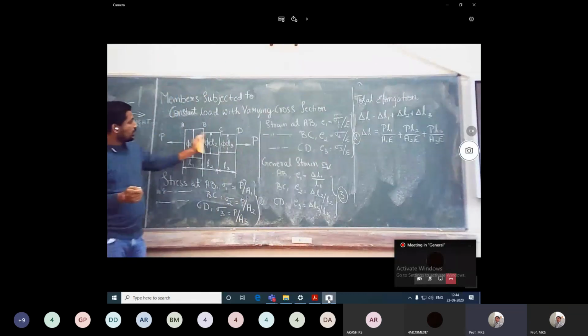If it is same material, E remains constant. If at different cross section the material is different, Young's modulus will change. In some problems, they will give some different material for different cross section.